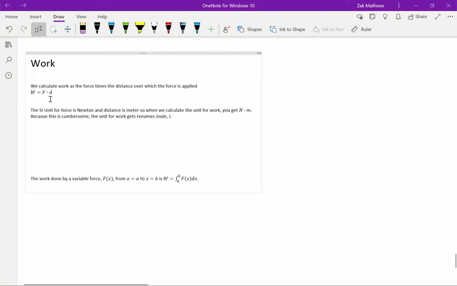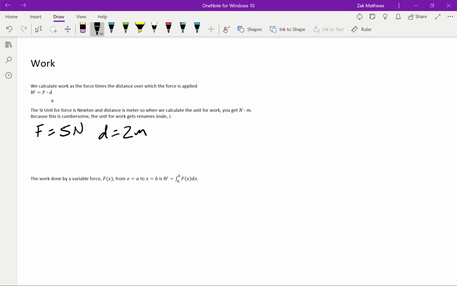This is a relatively simple calculation if we have a constant force. For instance, if the force is equal to 5 Newtons, and the distance applied is equal to 2 meters, then our work would be equal to 5 times 2, or 10 joules. That would be very simple.